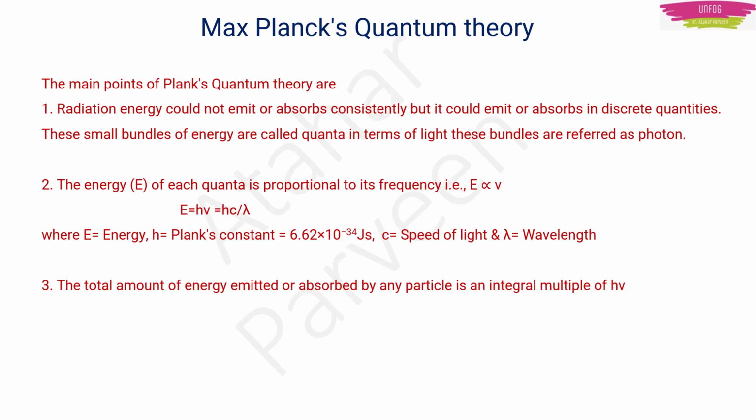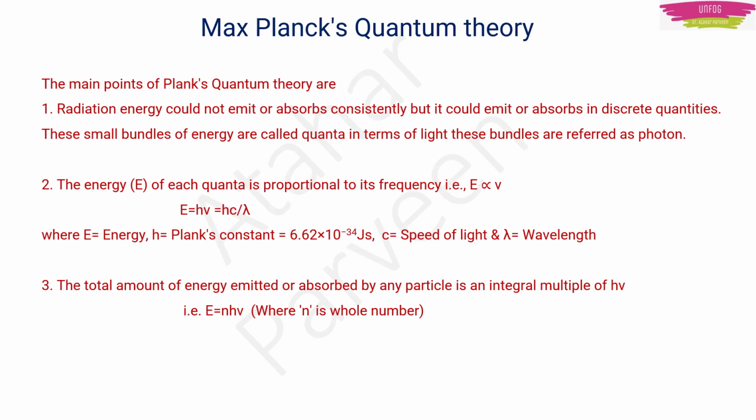Next, the third point which Planck told is that the total amount of energy emitted or absorbed by any particle is an integral multiple of h nu. That is only in discrete quantities, I told, right? Means E will be equal to n h nu. This n is a whole number. It cannot be a fraction. These are all the points of Max Planck's quantum theory.